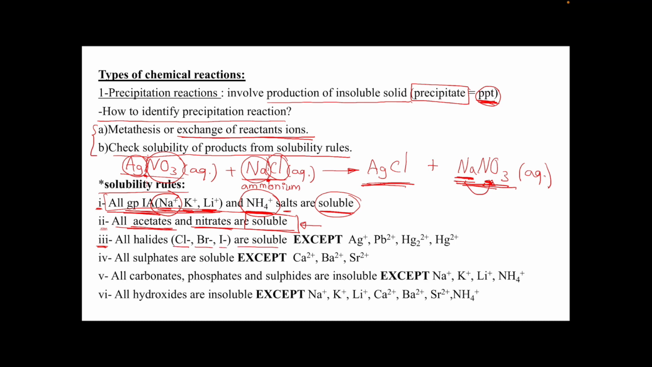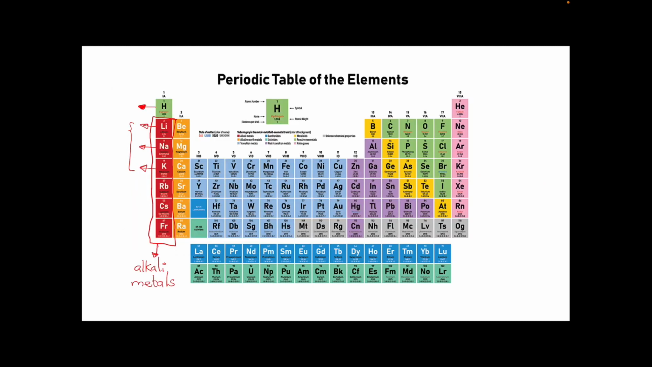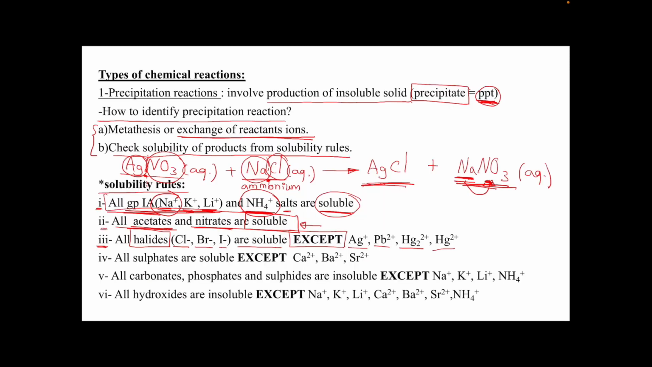All halides, chloride, bromide, iodide are soluble except silver, lead, mercurous, and mercuric. Okay. All halides. What are the halides? Let's go to our dear periodic table. What are the halides? Halides are group 7A. And the most famous halides are chloride, bromide, and iodide.